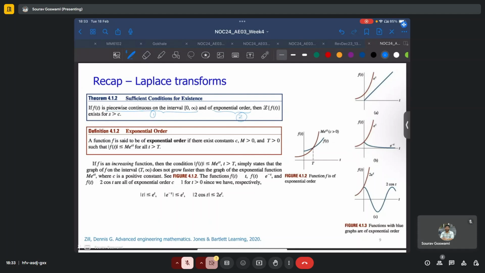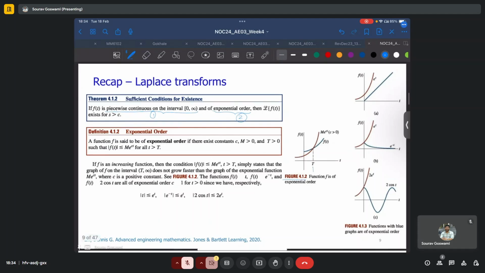So if we look at figure 4.112, we have this function f of t given to us, and we have this other function which is capital M times e power ct. Now below capital T, we see that our function is greater in magnitude than this capital M e power ct.